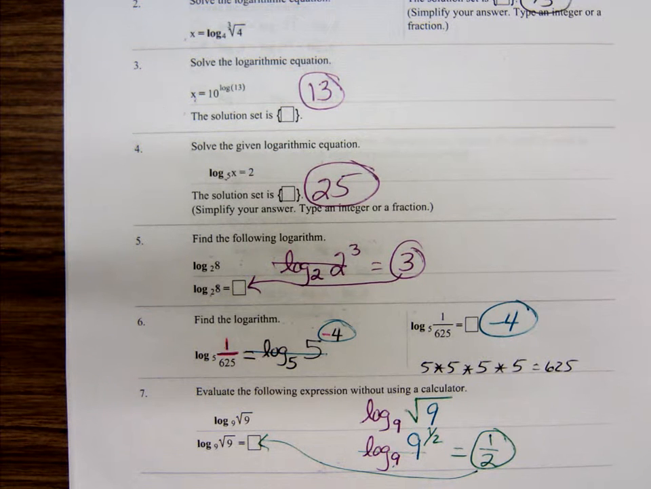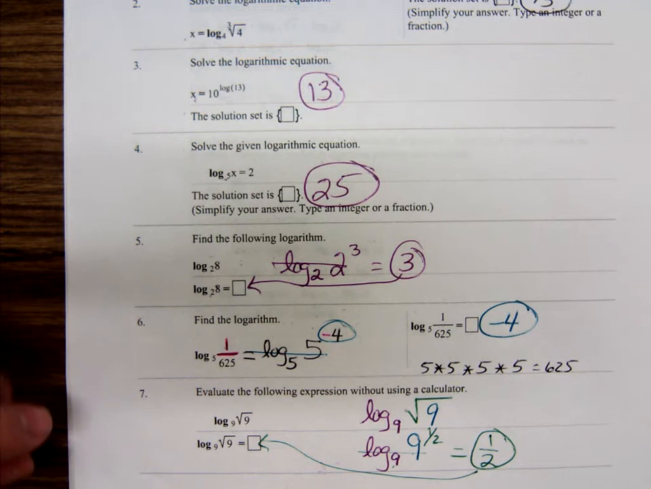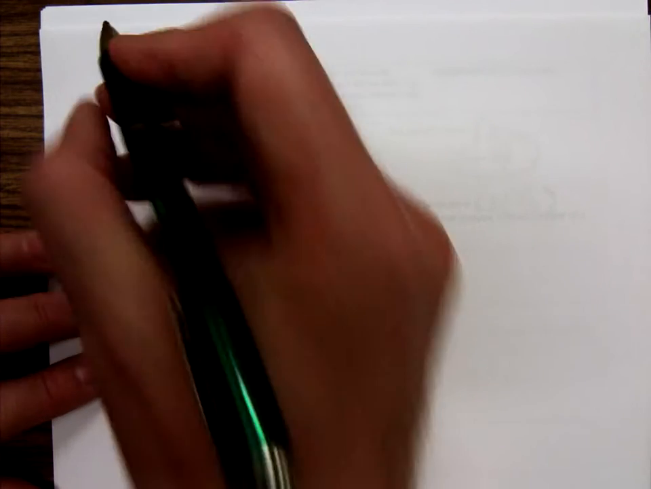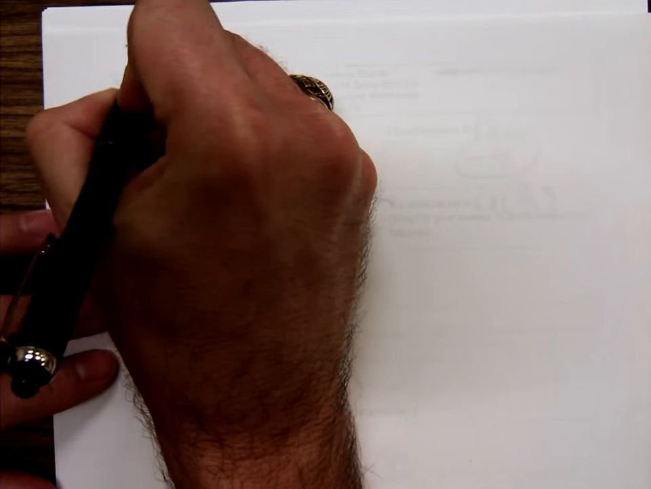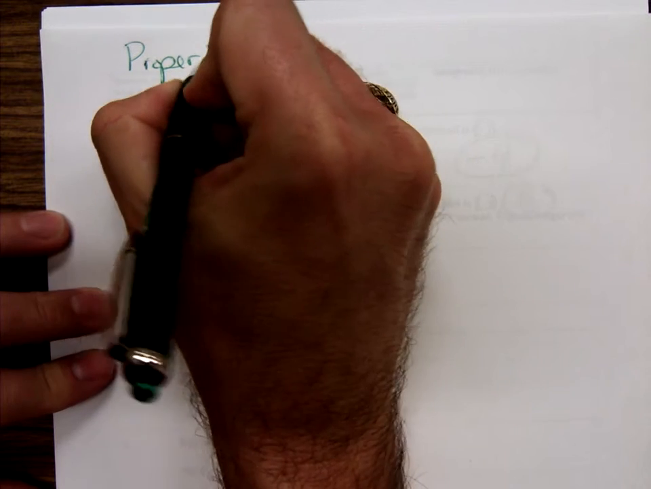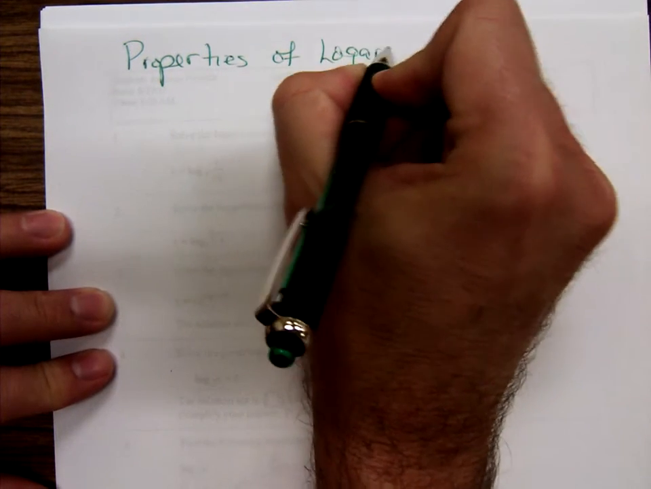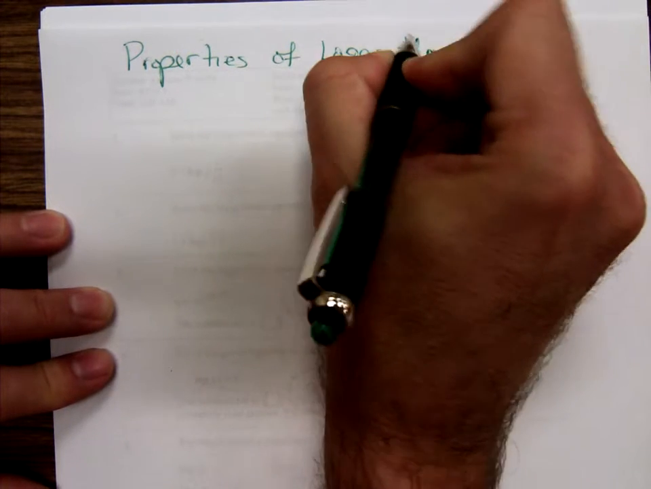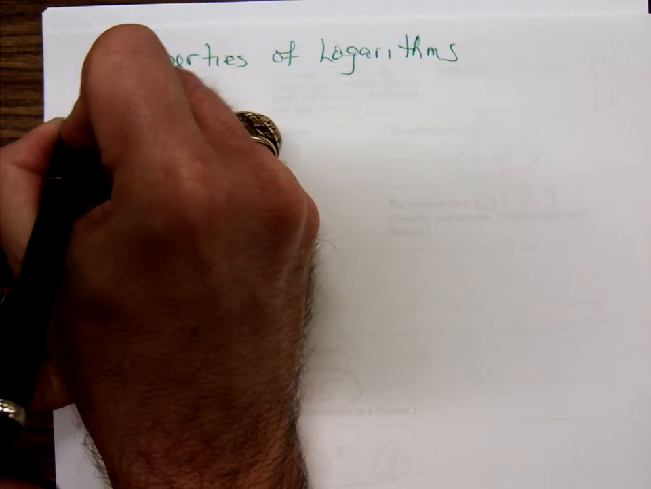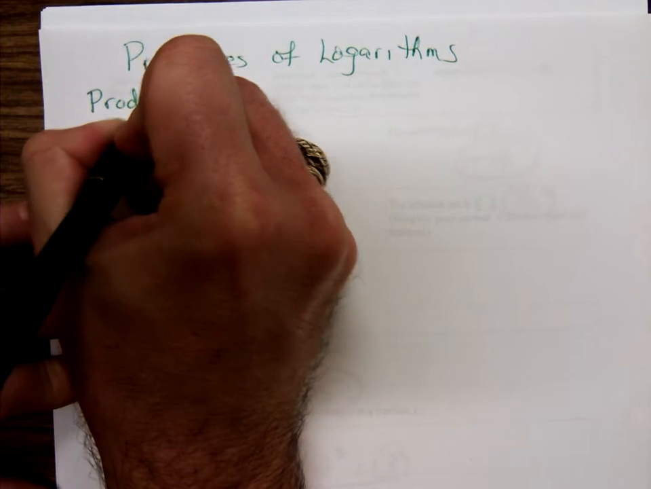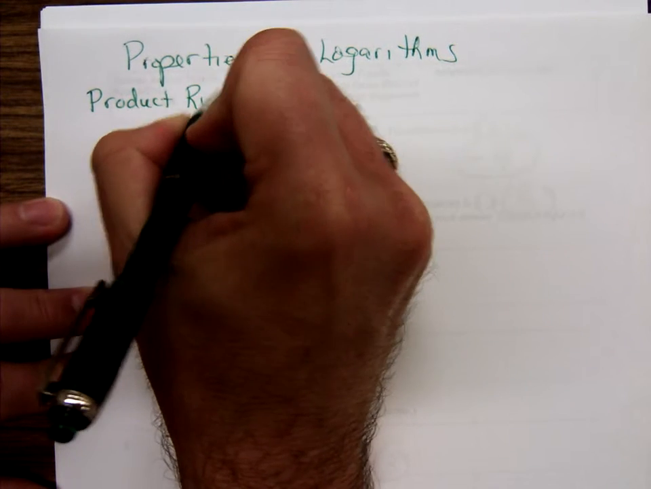Okay, picking up after our short break, we're going to continue our discussion of logarithms. And there are three rules of logarithms I want to state. These are called properties of logarithms, and they have names. The first one is called the product rule of logarithms.